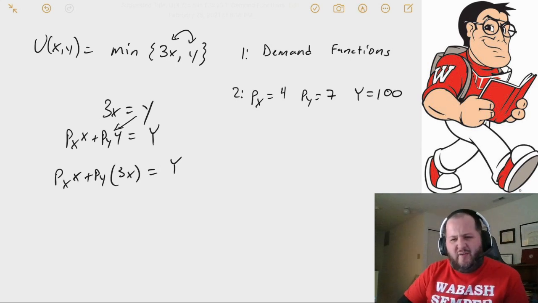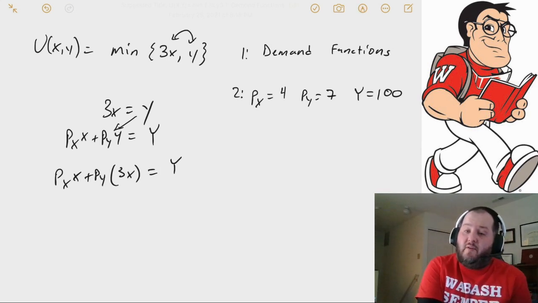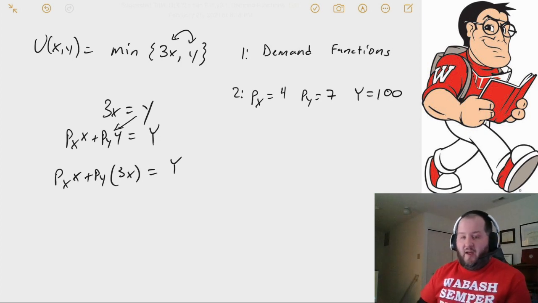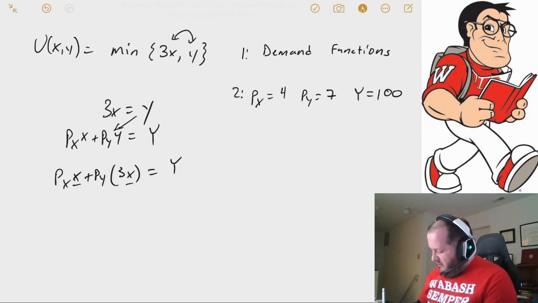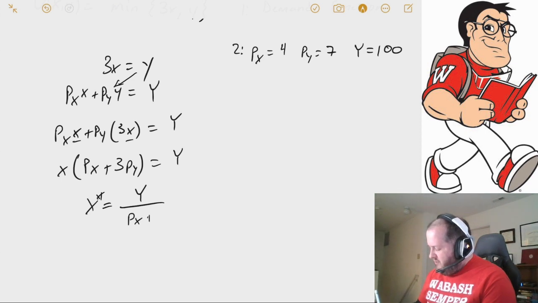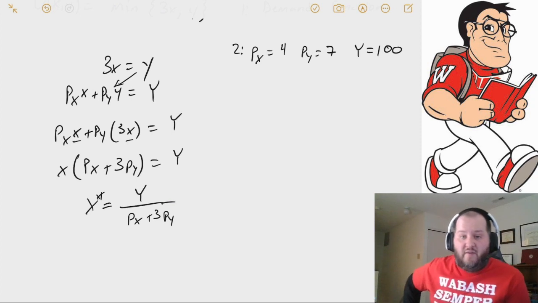So this can be a little bit of nasty algebra, but you should remember if we're dealing with perfect complements that you're going to have to factor the left-hand side of this equation. Anticipate that. We've got to factor the x out of here. So I'm going to have x times (px + 3py) equals my income. And then I just divide by this term in the parentheses, and I get my demand function for good x as y over (px + 3py). And that's it. That's our demand function for good x.